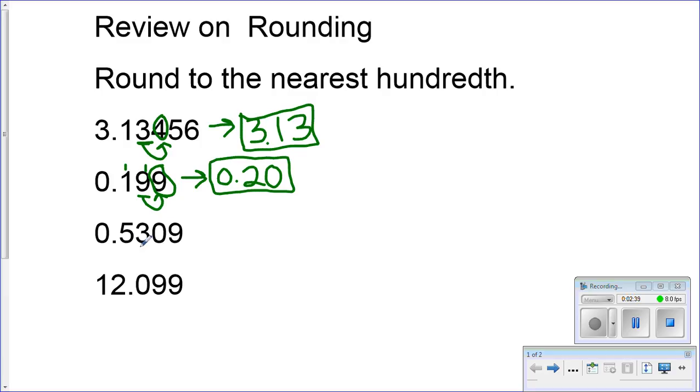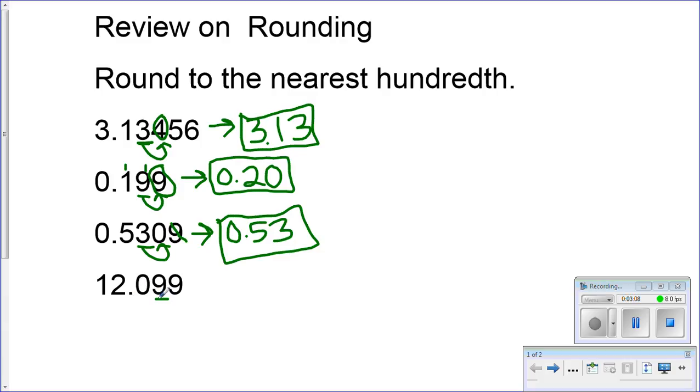Let's take a look at this example. 3 is my hundredths place value, and in my thousandths place I have a 0. Okay, this 9 is not significant. So rounding to the nearest hundredth, I would have 0 and 53 hundredths. Okay, and let's take a look at our last one.